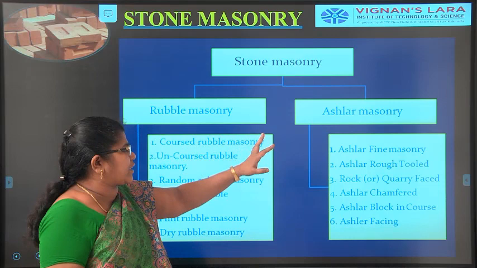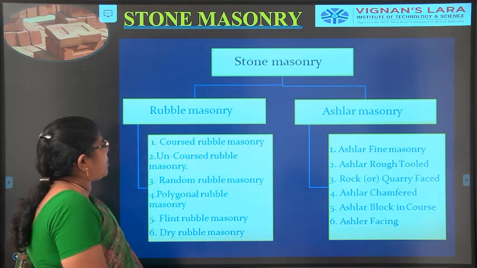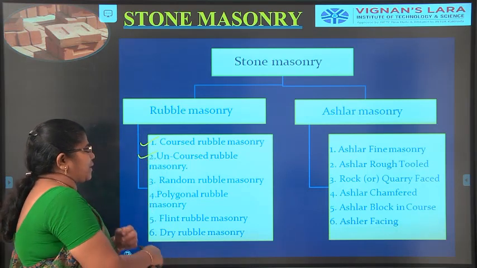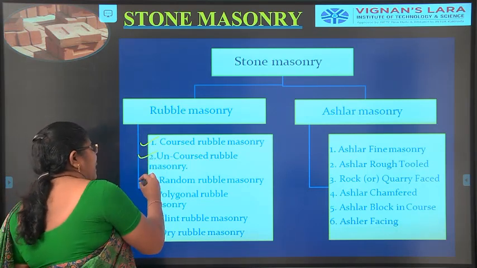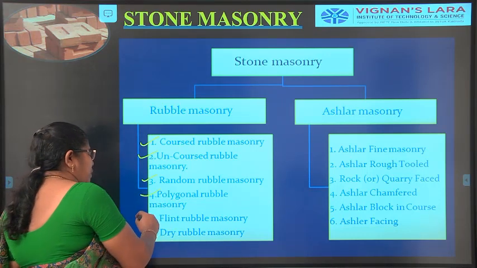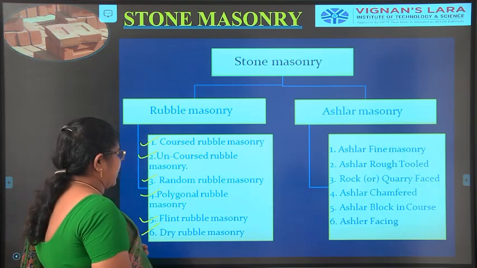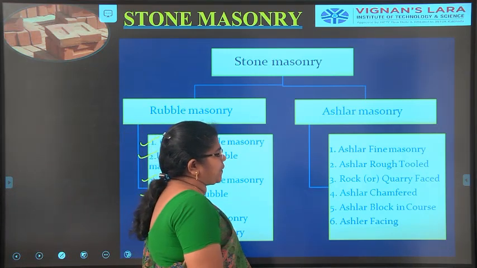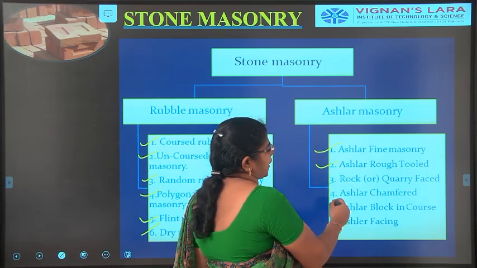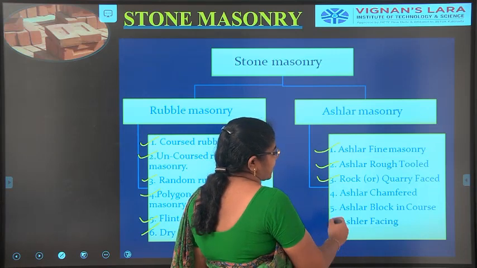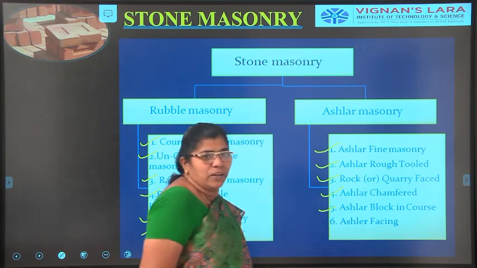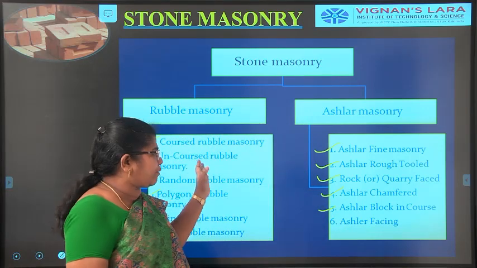So one is the rubble masonry, and the next one is the ashlar masonry. In rubble masonry, we will be seeing what is coarse rubble masonry, uncoursed rubble masonry, random rubble masonry, polygonal rubble masonry, flint rubble masonry, and dry rubble masonry. In the ashlar masonry, we will be seeing ashlar fine masonry, ashlar rough tooled masonry, rock or quarry faced masonry, ashlar chamfered, ashlar block in course, or ashlar facing masonries. These are the different types.